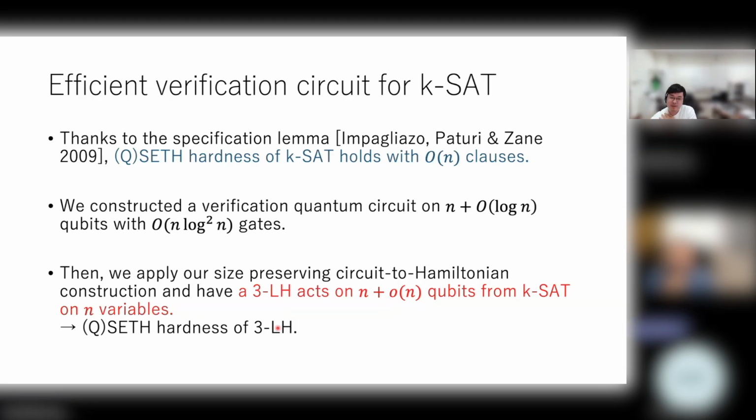When we claim SETH hardness, QSETH with linear terms is enough. And thanks to this property, we have a very efficient quantum circuit for QSETH. Then we can apply our size-preserving circuit-to-Hamiltonian construction with d equal to 2, and then we can claim SETH hardness of the 3-local Hamiltonian problem. Got it. Thank you.